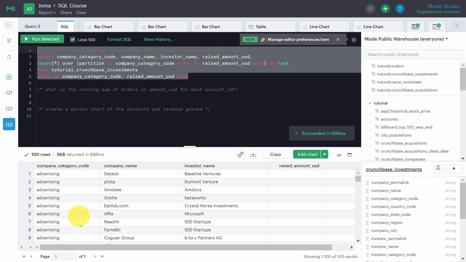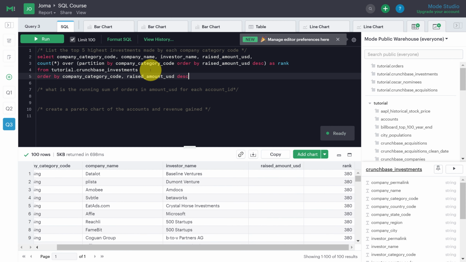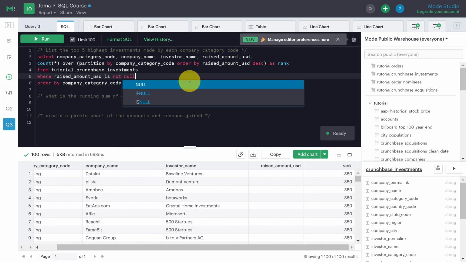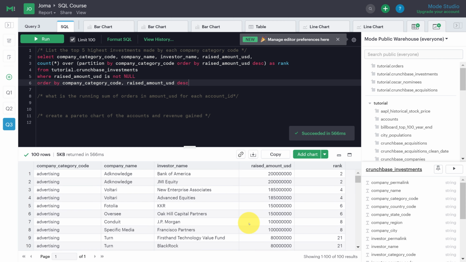Now they're bucketed by company category code. And if you see the raised amount, there are a bunch of nulls. So what we're going to do is take those out. Raised amount USD is not null. Now you won't get any nulls anymore. Let's run this again. All right, excellent.